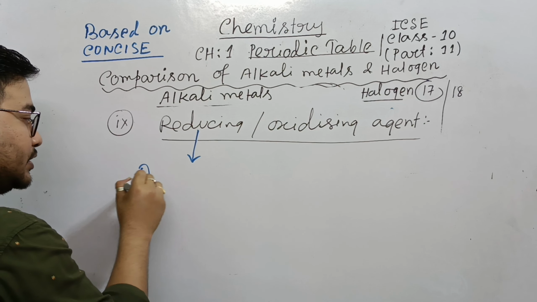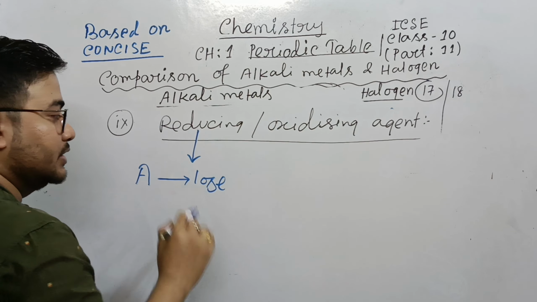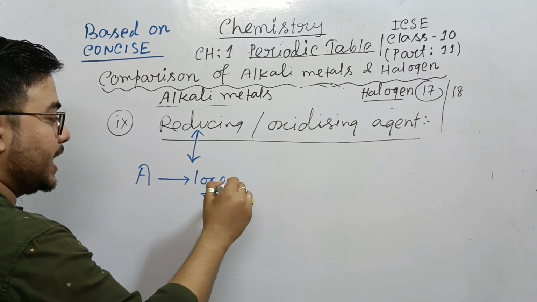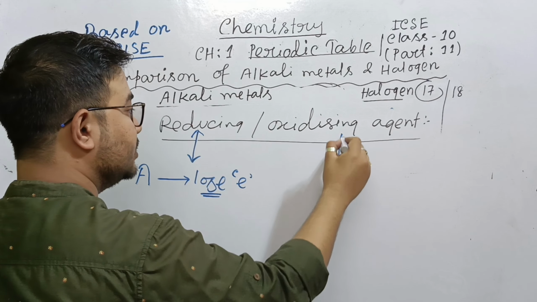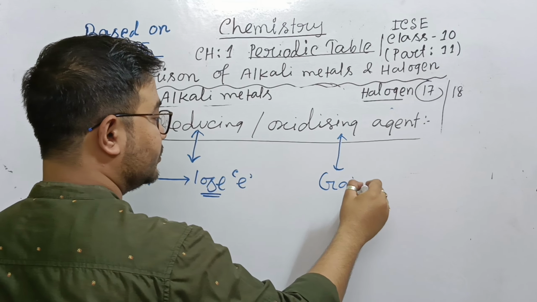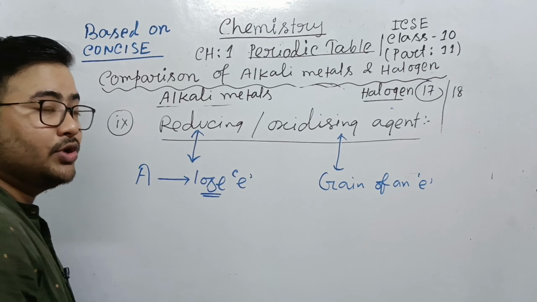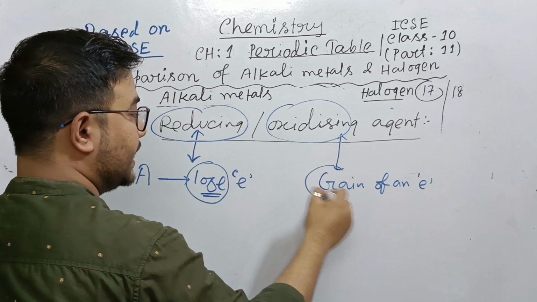Any element which loses an electron is a reducing agent. So keeping in your mind, reducing means lose an electron. So obviously oxidizing agent means gain of an electron. So memorize this: reducing means lose, oxidizing means gain.